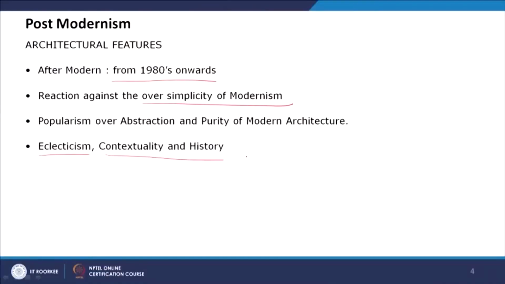People will also connect with the design, so that is why context is very important. People will understand that the design belongs to my area, so that affinity towards the design is given much more emphasis than the pure form of art which was there in modernism. Now, eclecticism and contextuality and history were connected in postmodernism.